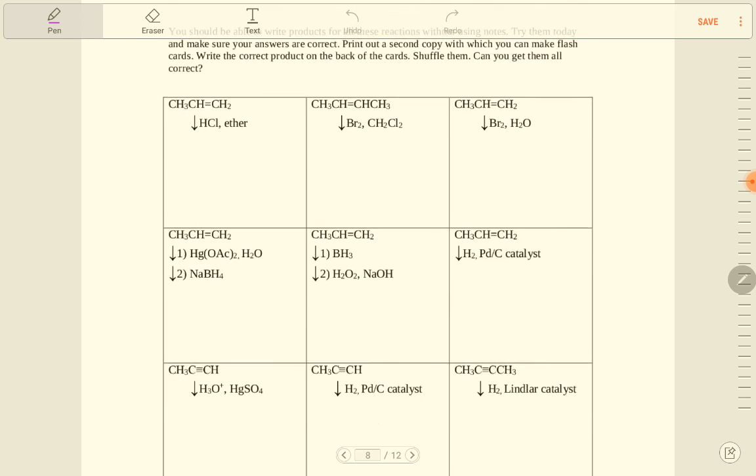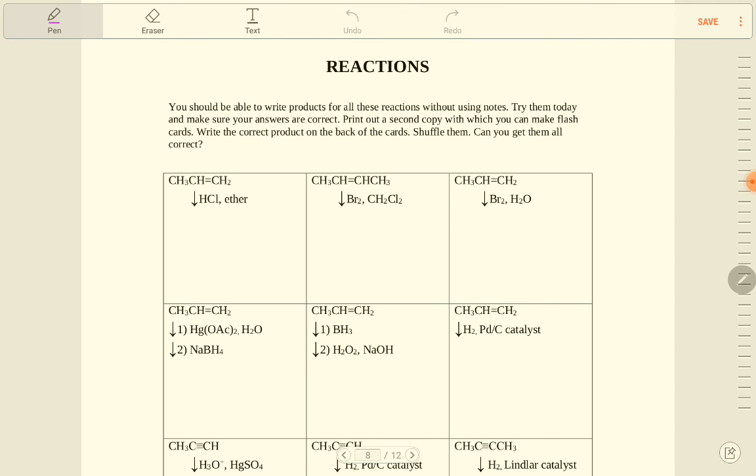All right, now we are going to apply this. Once you memorize that, I would highly suggest you pause this video and work on your own, and once you are done, then you can check what products you get. So you should be able to write products for all these reactions without using notes. That means you really need to memorize it. Print it out, try them today and make sure your answers are correct. Print out a second copy with which you can make flashcards. Write the correct product on the back of the cards, shuffle them, and you can get them all correct.